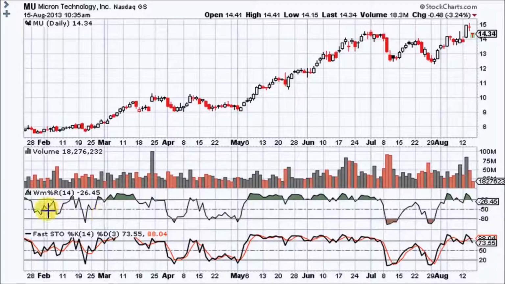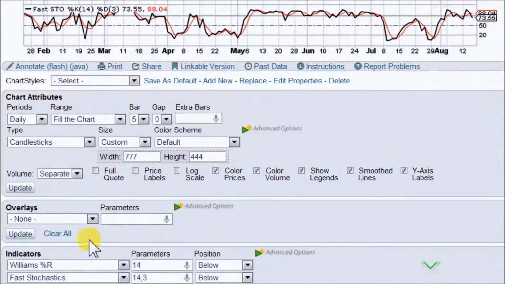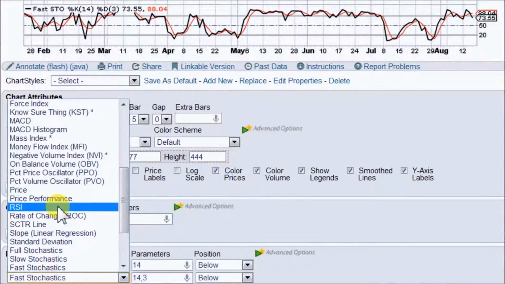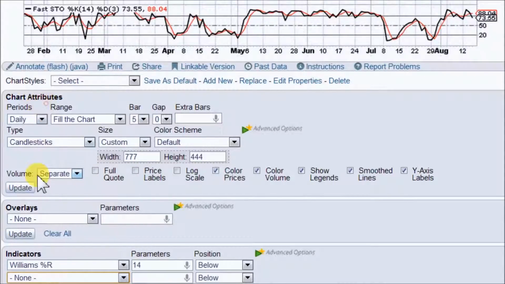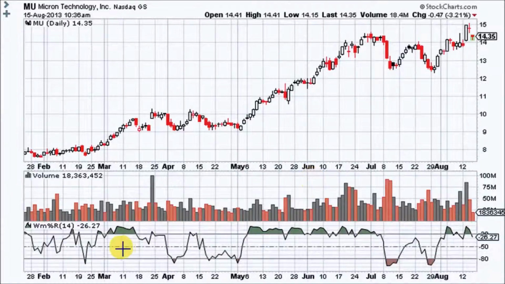Now, if you'll notice, the lines are exactly alike. The only difference is oversold using Williams percent R is anything below minus 80, while oversold using stochastics is anything under 20. So let's go ahead and get rid of the stochastics because they're almost identical, and we're just going to look at the signals that Williams percent R has.